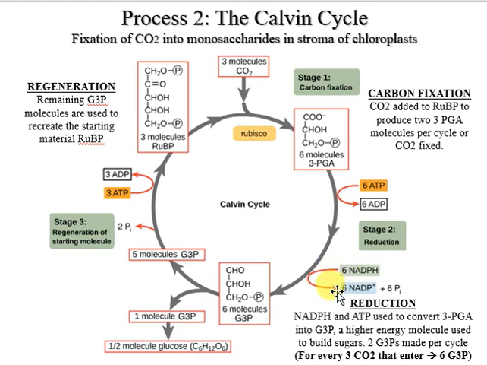Because it's oxidized, it's giving away its electrons or protons, and that's picked up by the 1,3-biphosphoglycerate to form G3P. So 1,3-biphosphoglycerate is reduced to G3P. Now here, for each carbon dioxide molecule, you'll have a total of 2 G3P made. So 2 G3P per cycle.